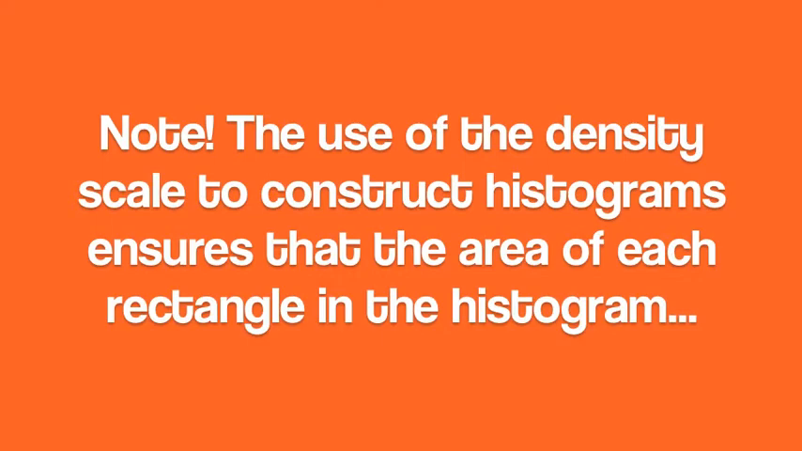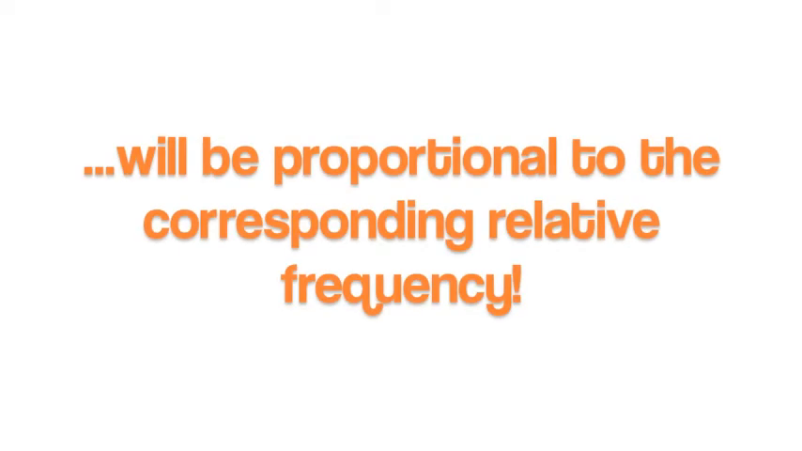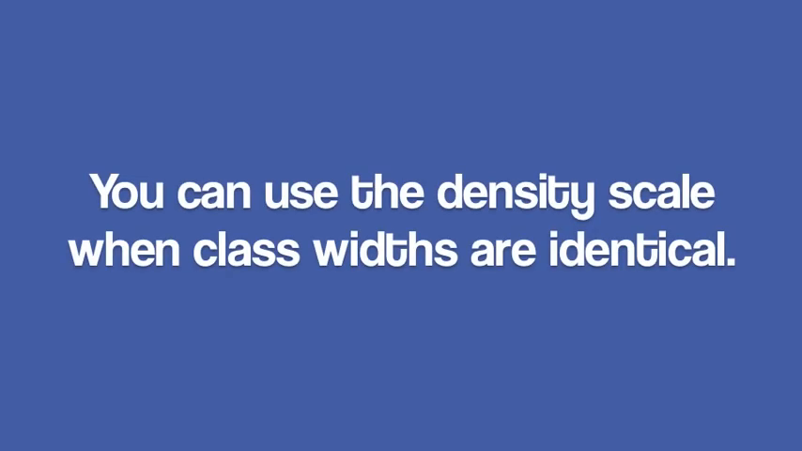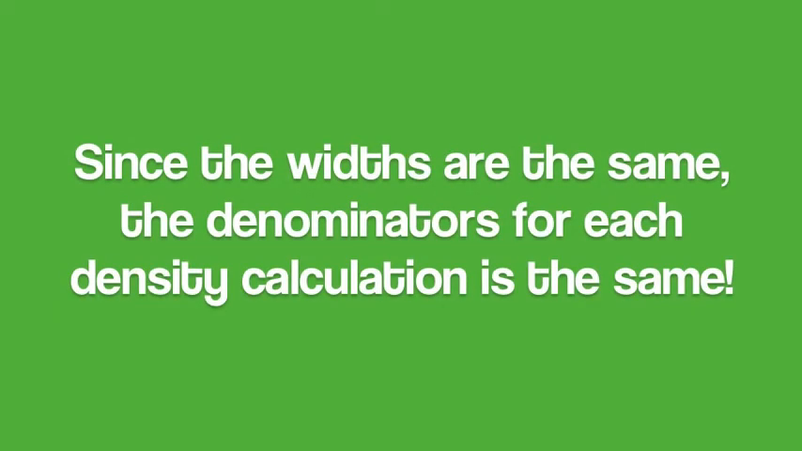Something to note is that the density scale of a histogram ensures that rectangle areas are proportional to the relative frequency. You could use the density scale when class widths are equal. This graph will look the same as your relative frequency graph with a different vertical axis. But why is that? This is because since the widths are the same, the denominators will be the same.